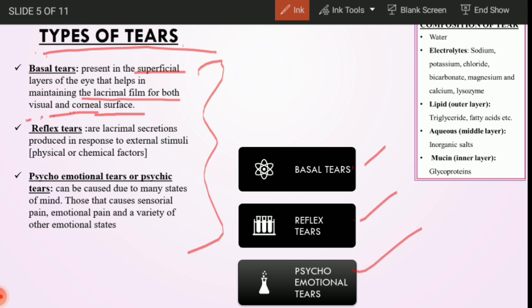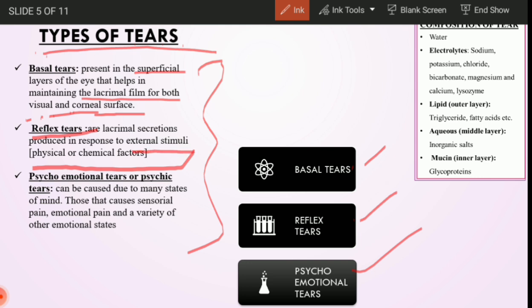Then we have reflex tear. As the name suggests, this tear is the byproduct or the result of some kind of reflex action. Whenever our eyes come in contact with some kind of chemical or physical external stimuli, which could be pollen, dirt, dust, or whatever, this tear is observed as a response to the external stimuli.